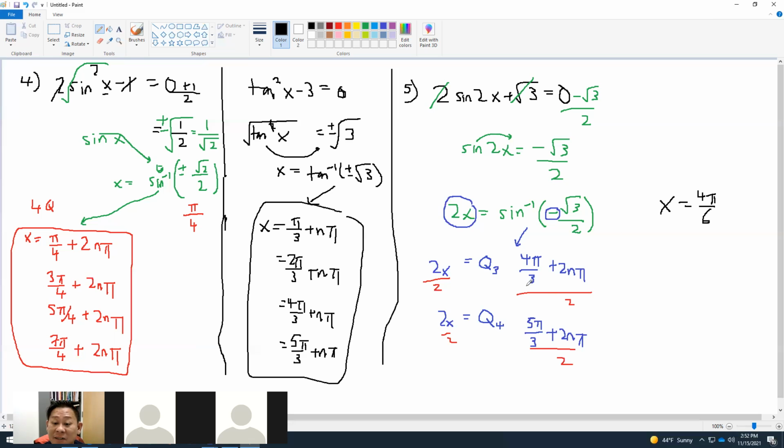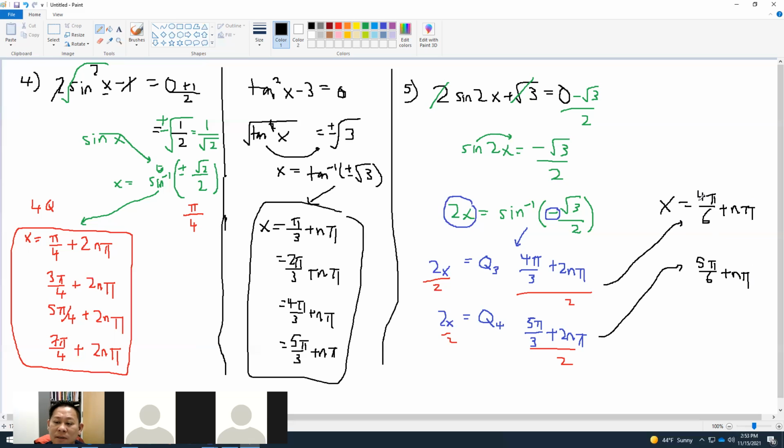4 pi over 6, because 3 times 2 is 6, plus the 2 and 2 will cancel, so you just get n pi. Right? And can someone divide by 2 here? What do you get? 5 pi over 6 plus n pi. Yep. And again, now you reduce.